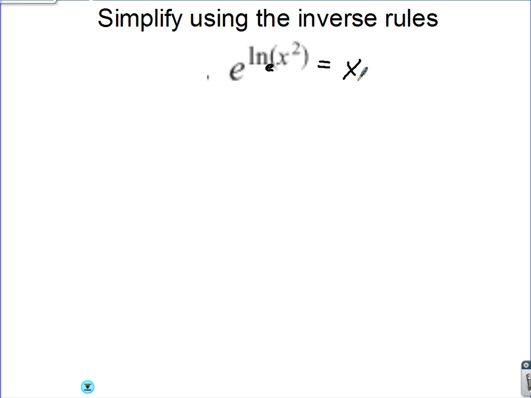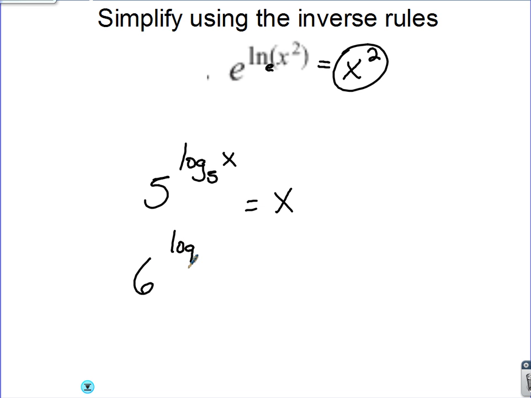Just x squared. 5 raised to log base 5 of x simplifies to just x. 6 raised to log base 6 of smiley face, the answer is smiley face. Okay. If your bases are the same, pretty much dump everything else, your answer is the argument.